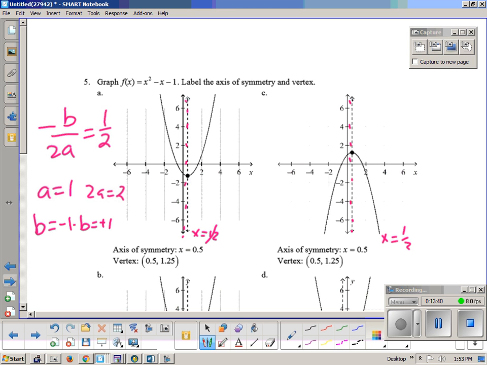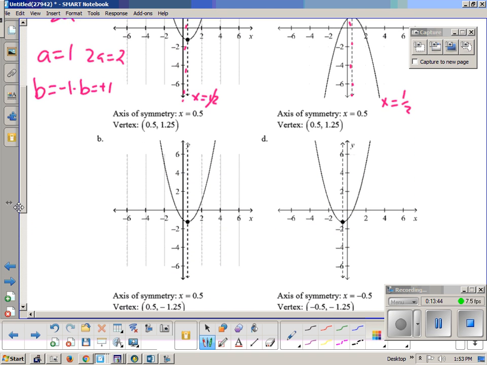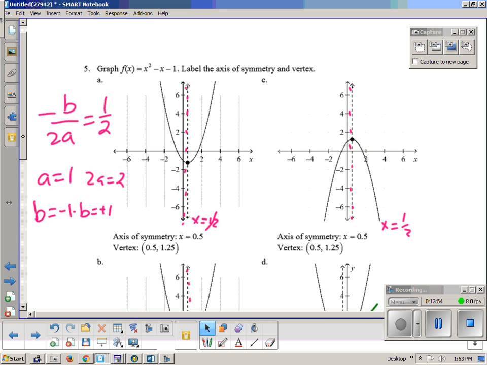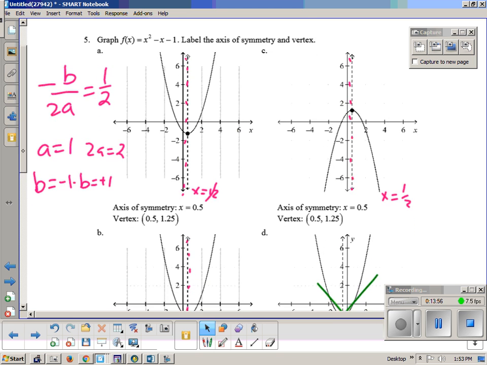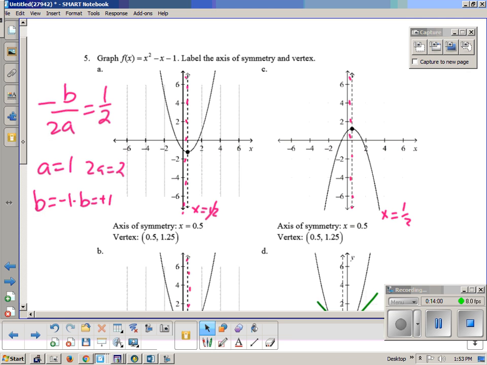Okay, do they all have it? Except for the last one. So these all have it, this one does not have an axis of symmetry at 1/2. Okay, so now we have to figure out another value here. Is it a happy face parabola? Yes, it is. Okay, so it's happy because it's a positive in front of x squared. So it's a happy face parabola. If it was a negative, it would be the other way around. So that eliminates this one.